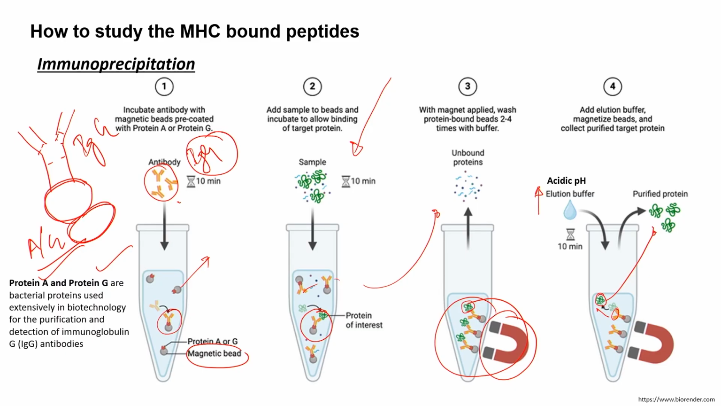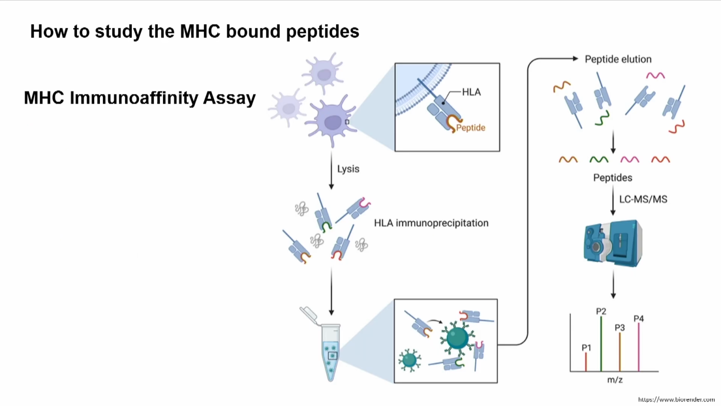So therefore, this is a very important method, and we will see how this immunoprecipitation method can be utilized to do something called MHC typing. So this is the MHC immunoaffinity assay, which is using the immunoprecipitation method. So let us try to understand this assay.